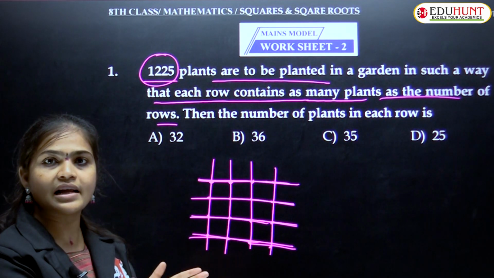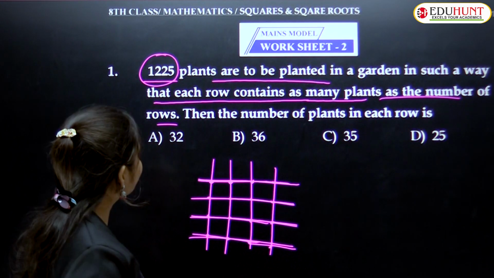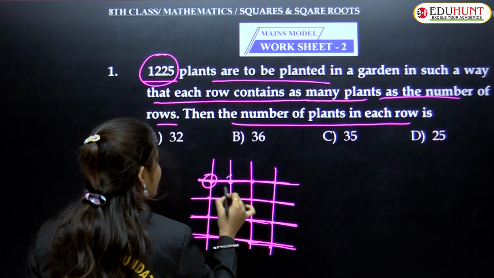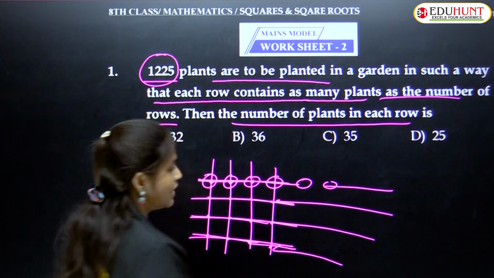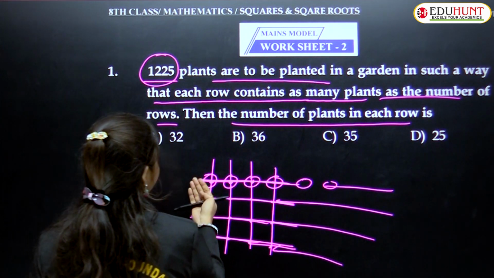However many rows there are, that many plants are planted in each row. So what we have to find out is the number of plants in each row. How many plants are planted in one row, they are asking. So that is what we need to find out. Understand? So let us see.